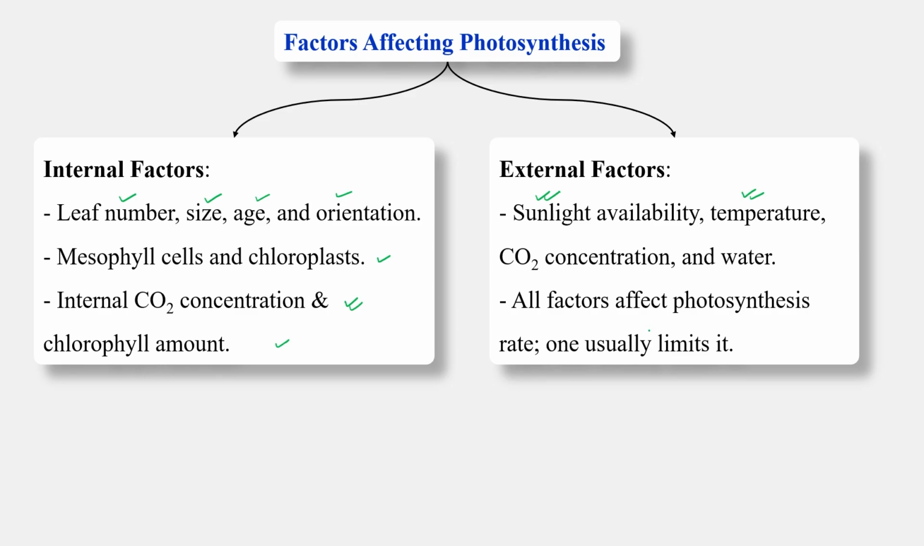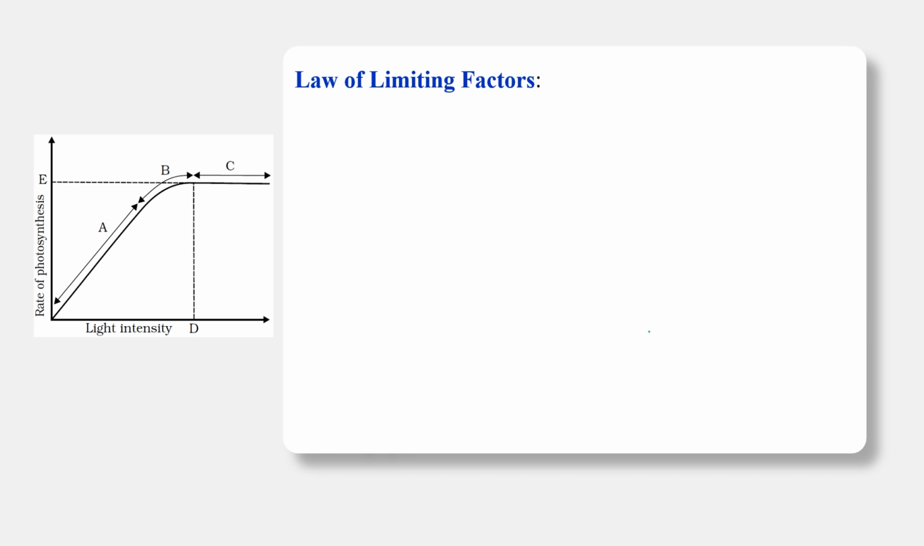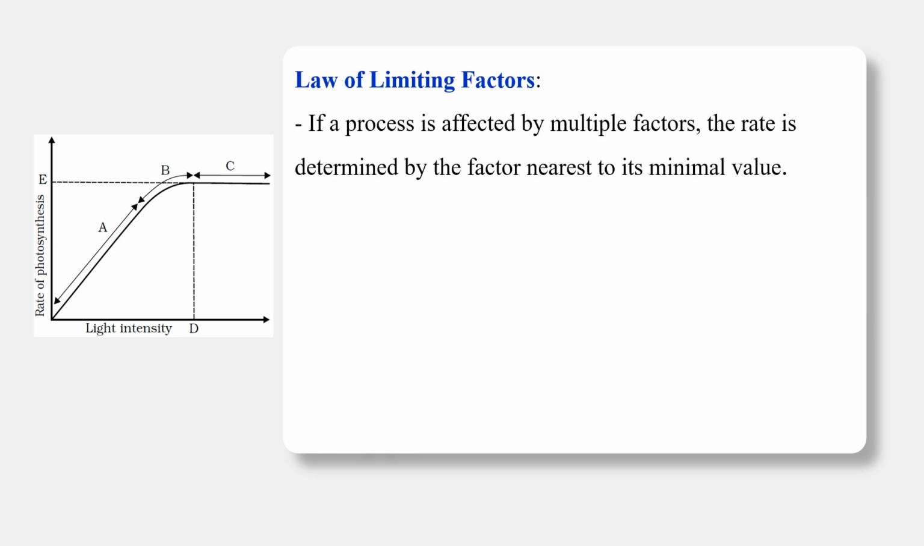Usually one limits it, so the law of limiting factor. Let's discuss the law of limiting factor. If the process is affected by multiple factors, like sunlight intensity, water content, and so on, then the photosynthetic rate is determined by the factor nearest to its minimal value. That factor acts as the limiting factor.